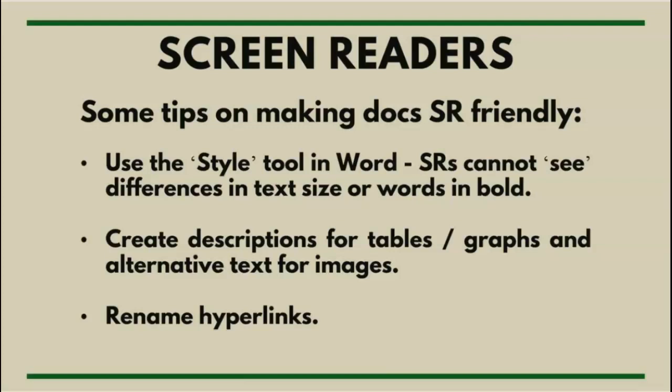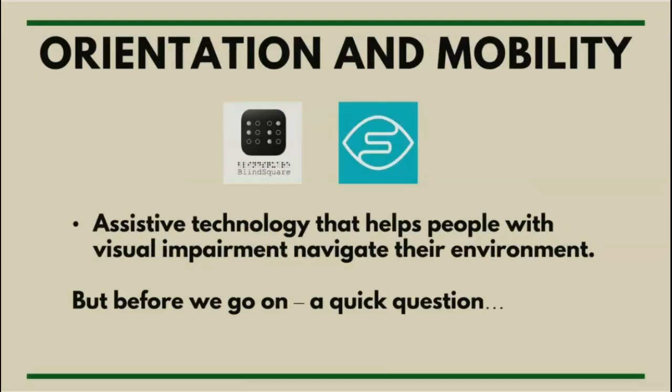I'm going to dash through because I've promised. Orientation and mobility is a very big issue. It came up a lot in the VI training that I've just had, strangely enough. It's assistive technology that helps people with visual impairment navigate their environment.